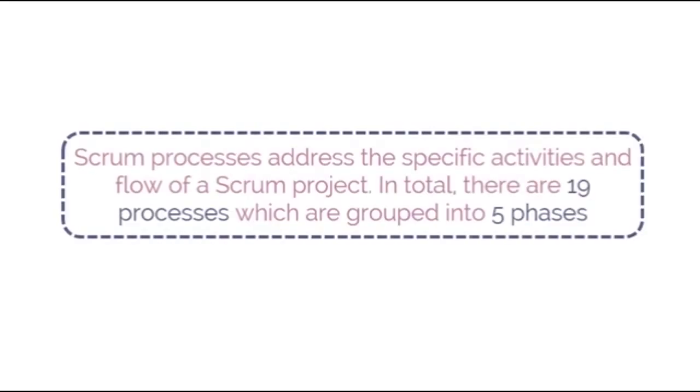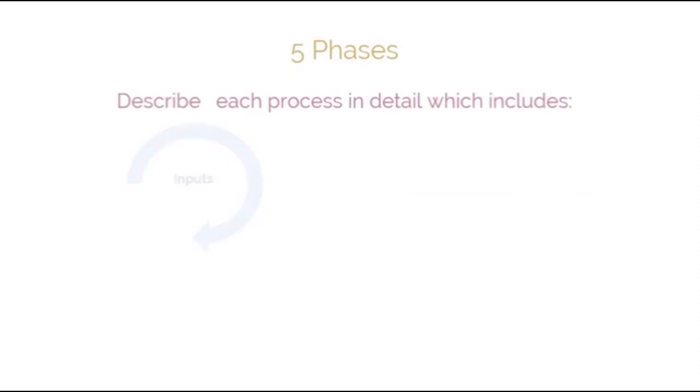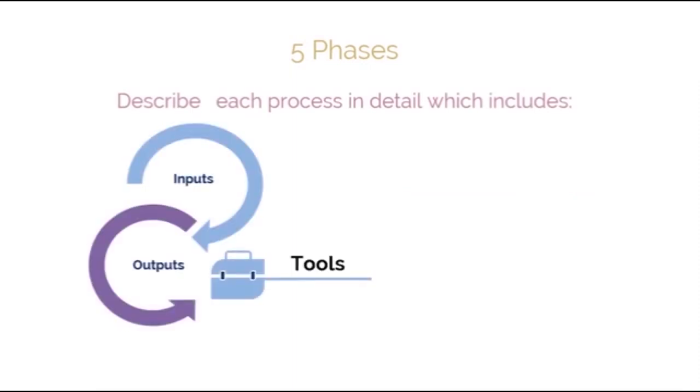First of all, let's define the Scrum processes in general. Scrum processes address the specific activities and flow of a Scrum project. In total, there are 19 processes, which are grouped into 5 phases. These phases are presented in chapters 8 through 12 of the SBOK guide. These 5 phases describe each process in detail, including the associated inputs, tools, and outputs.